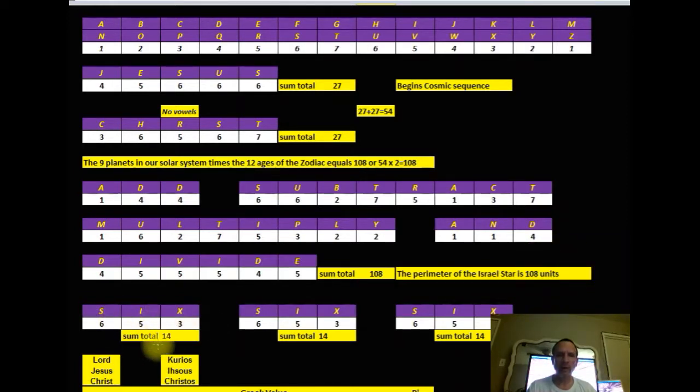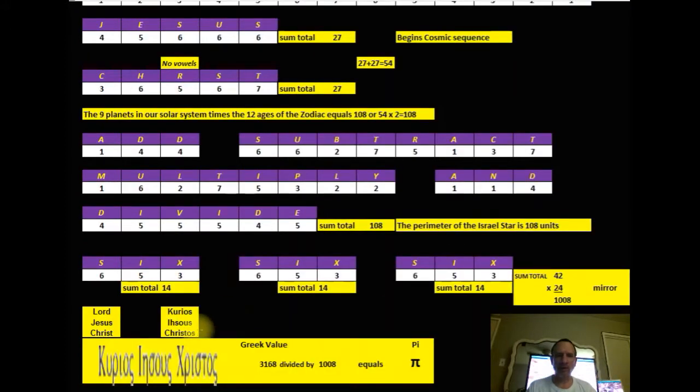6 is 14 sum total. 6, 14, and 6, 14, which is 42. And times its mirror, 24, is 1008. And as we see, the root's always 9. So we always see the 2 plus 7 being 9, 5 plus 4, 9, and 1 plus 8 is 9.